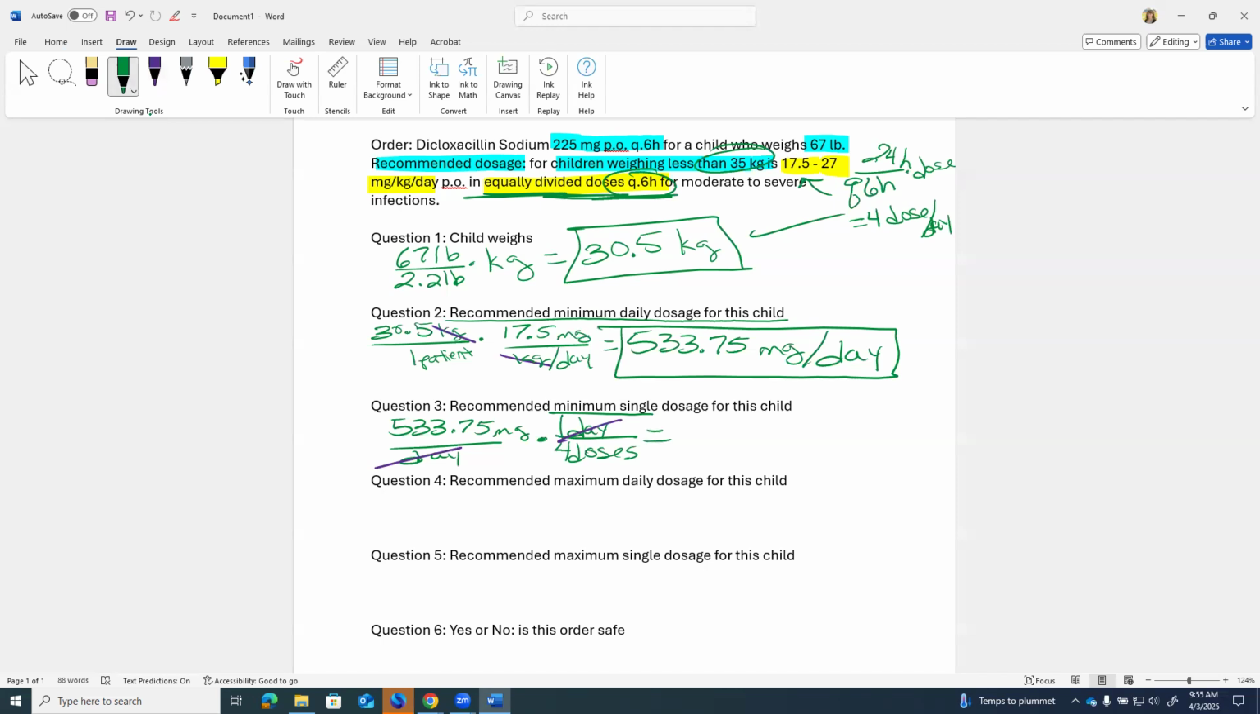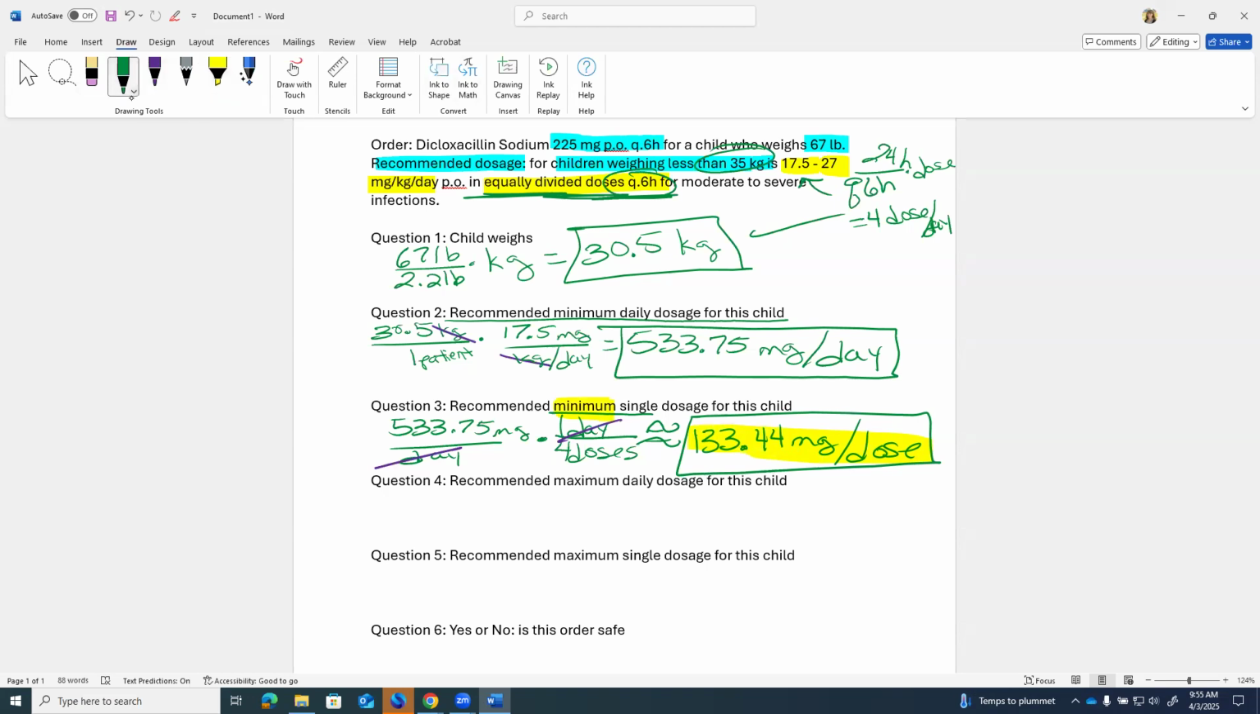And now let's do this. 533.75 divided by 4 gives me, and I'm going to round to the nearest hundredths, guys, 133.44 milligrams per dose. Since the order is per dose, I'm going to focus on the minimum and maximum per dose to determine if the order is safe or not when we get to that.